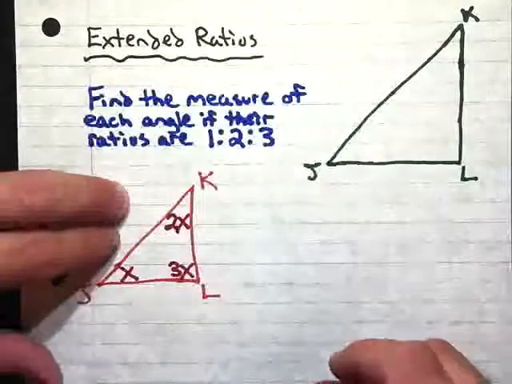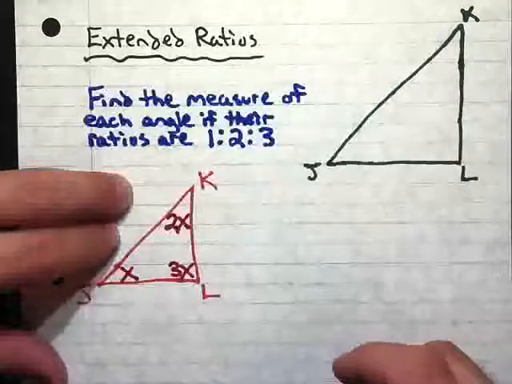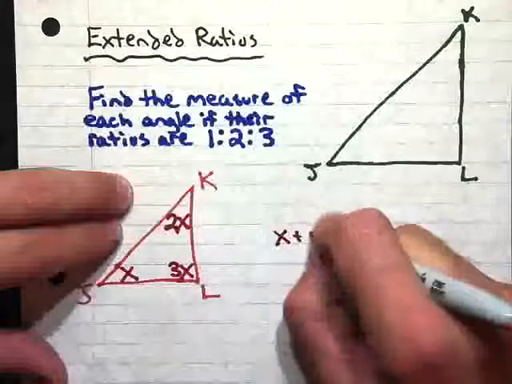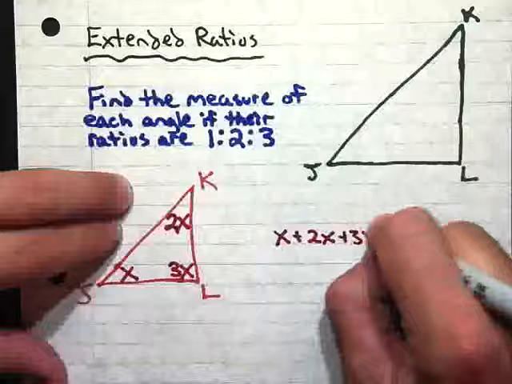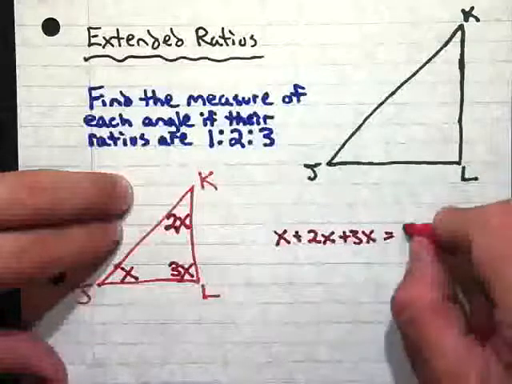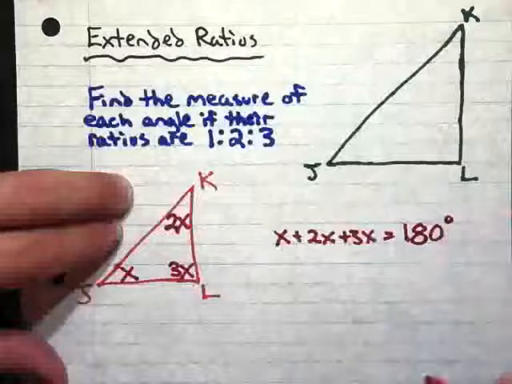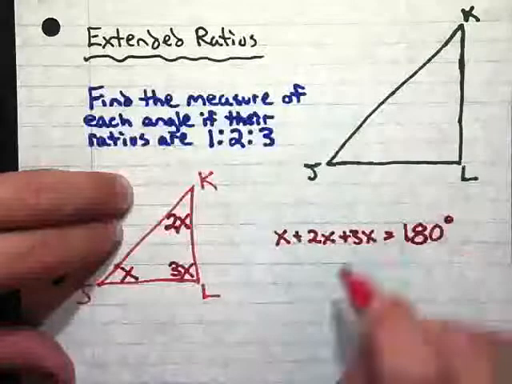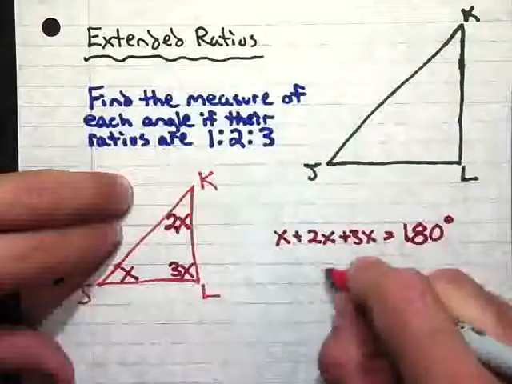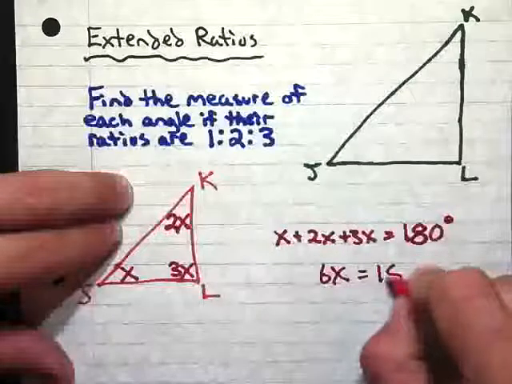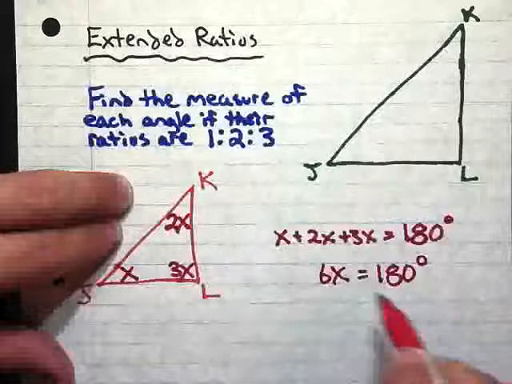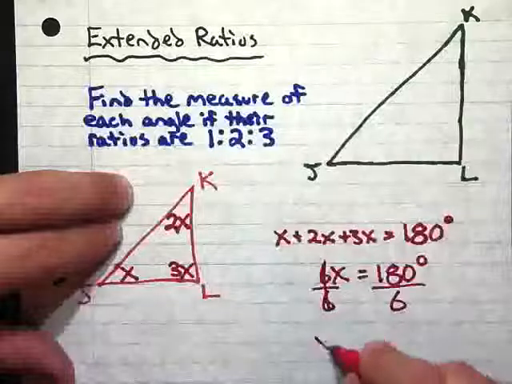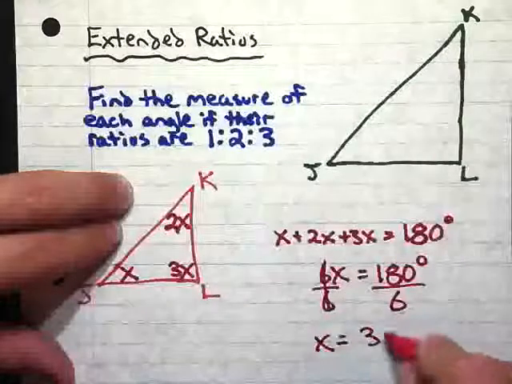Now in order to solve for x, we're going to add all three of these angles together. So we have x plus 2x plus 3x. I want to set those equal to 180 degrees, because we know that there's 180 degrees inside of a triangle if we add up all three of the angles. Now we add all of our x's up and we get 6x equals 180 degrees. We divide both sides by 6. That cancels our 6's out, leaving us with x equals 30 degrees.